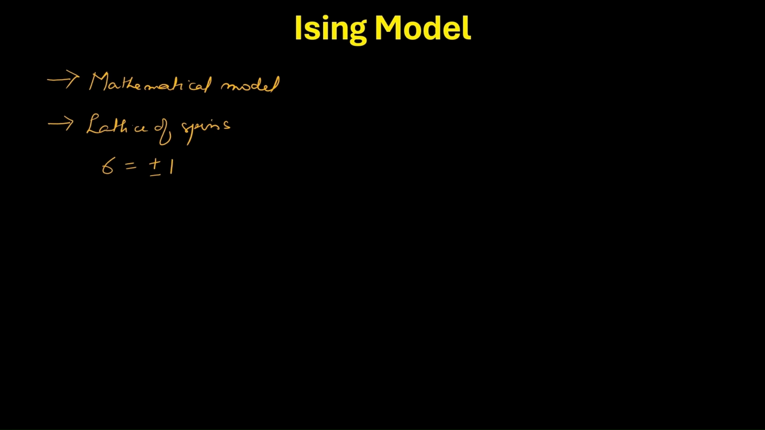Now, the interaction between the spins can be expressed by this expression, minus J summation of sigma i sigma j, where sigma i or j can have the value of ±1. J is the interaction constant, or sometimes we call it the exchange integral. Now, this is the energy of the system.